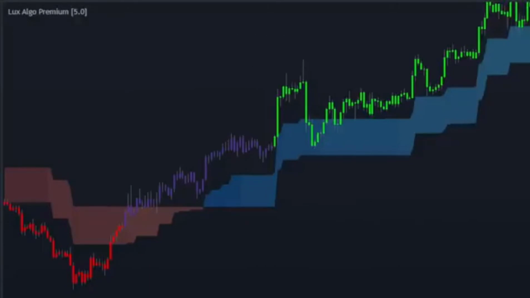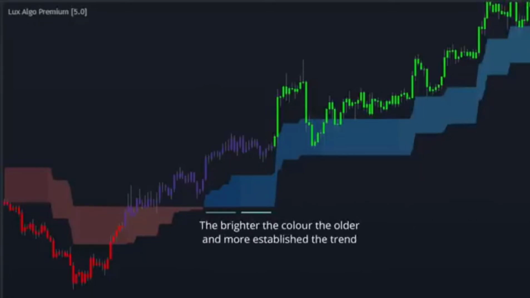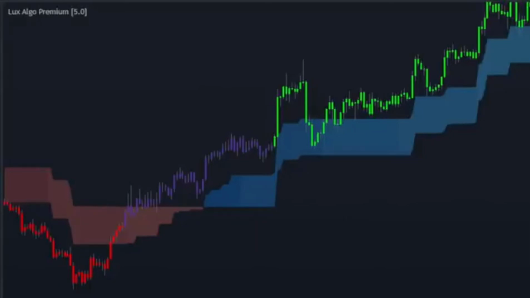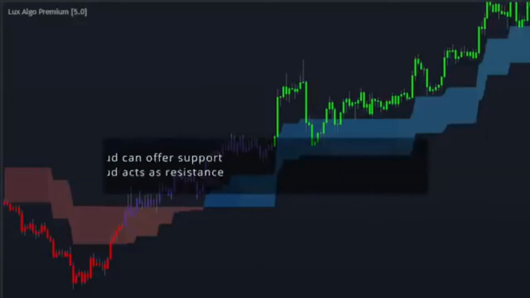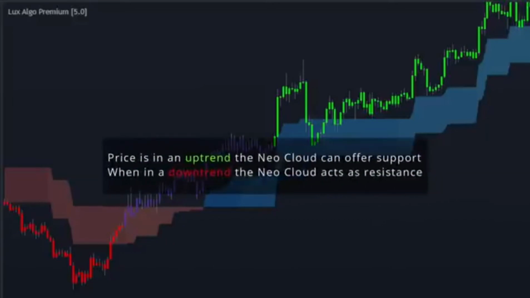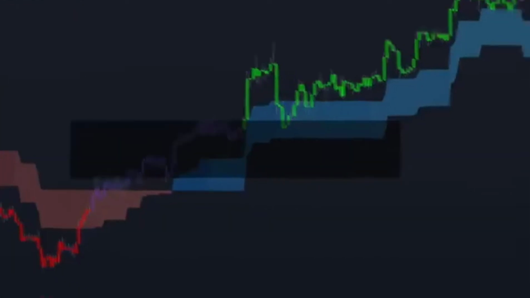The cloud is filled with a gradient colour, showing how new a detected trend is. The brighter the colour, the older and more established the trend. You can also use the Neo Cloud as a support and resistance tool, depending on where price is in relation to the cloud. When price is in an uptrend, the Neo Cloud can offer support. When in a downtrend, the Neo Cloud acts as resistance.